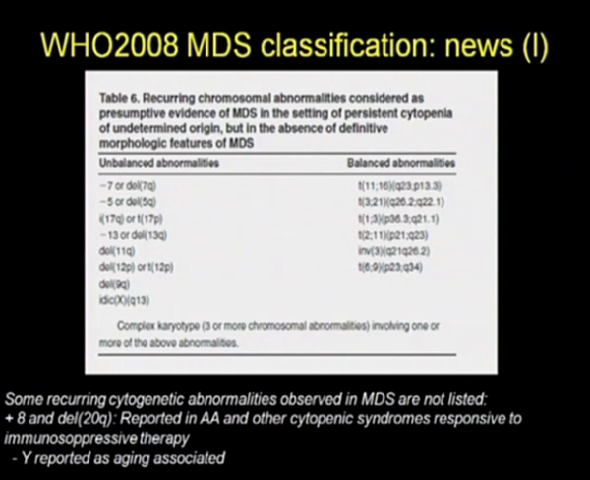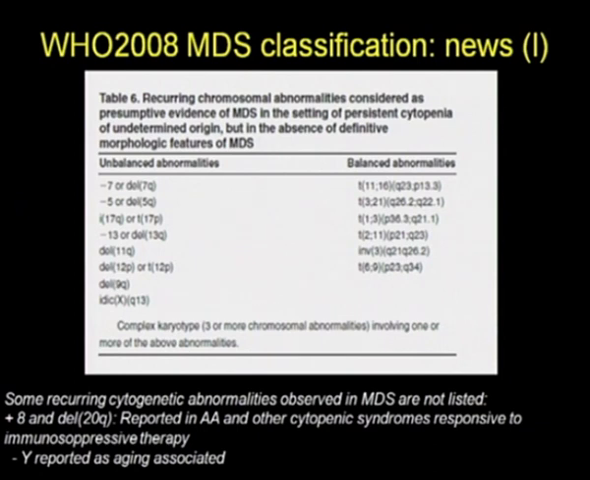In this classification, there are news. One is the possibility to perform a diagnosis of MDS in absence of morphological dysplasia. And this is in the context of those patients presenting recurrent chromosomal abnormalities considered as presumptive evidence of MDS in patients presenting with cytopenia. And these are the abnormalities, unbalanced, balanced, that are listed.